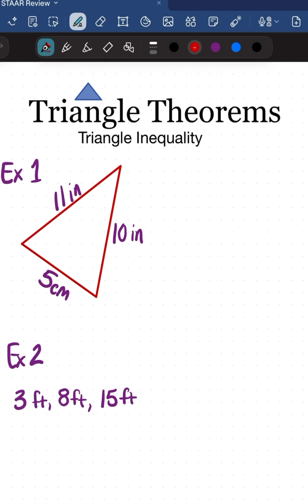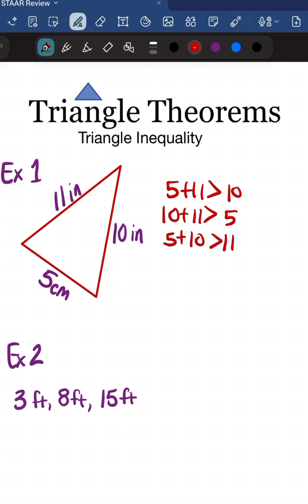So in this case, just set up our theorems. We know that 5 plus 11 has to be greater than 10. 10 plus 11 has to be greater than 5. And then 5 plus 10 has to be greater than 11. And we would go through each one of these theorems to see whether this is true or not.